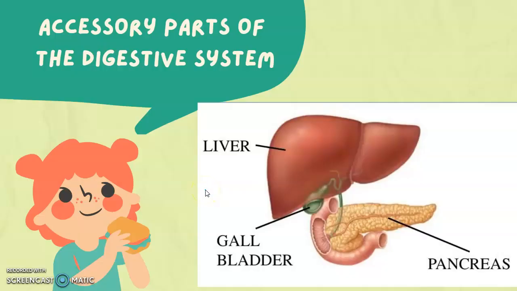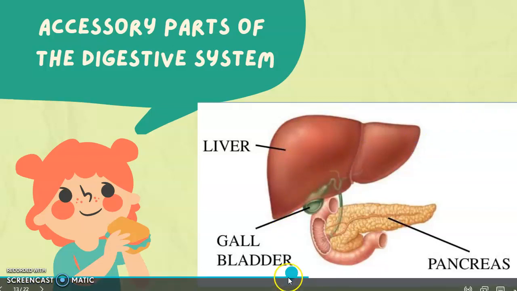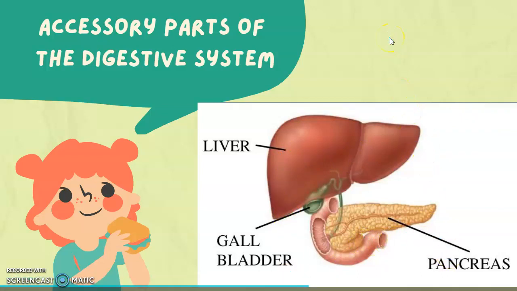So, merong accessory part ang digestive system. Bagamat sila ay hindi major parts, mahalaga pa rin sila. Ito ay ang liver, gallbladder at pancreas. Naglalabas sila ng juices at enzyme na tumutulong para mas lalong matunaw o madurog pa ang pagkain.